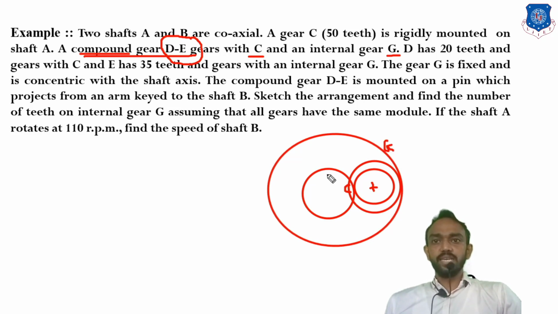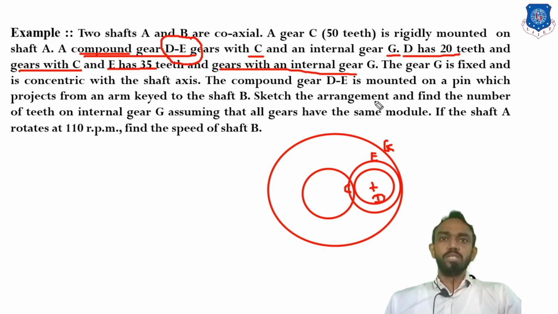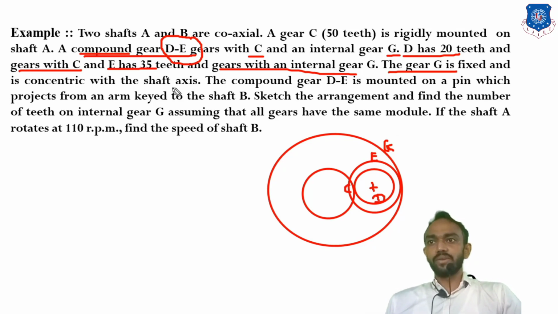So C is here, G is here, but D and E, which is connected to which, we have to read this. D has 20 teeth and gears with C. So D is connected to C. And E has 35 teeth and gears with G. So this outer one will be E. So C is connected to D, D and E are on the same shaft, and E is connected to G. G is fixed and concentric with the shaft axis.